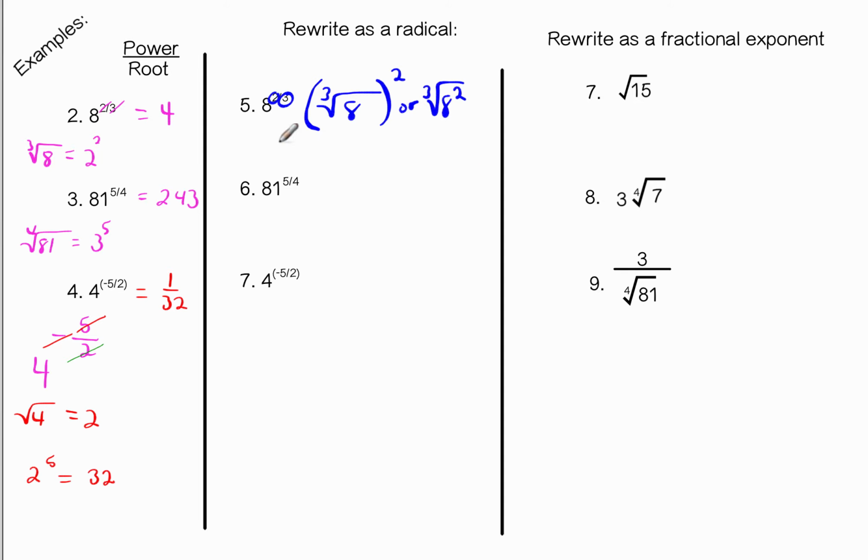Next one, same thing. We kind of did it over here. I'm going to take the 4th root of 81, and then I'm going to raise it to the 5th power. And this number 7, same thing. I'm going to take the square root of 4. I'm going to raise it to the -5 power.